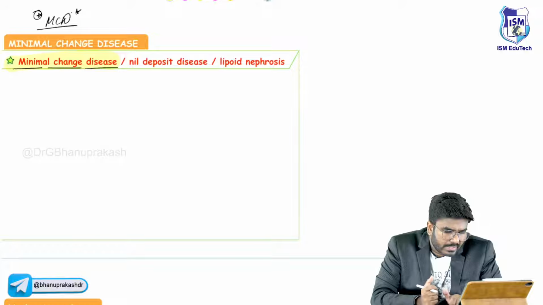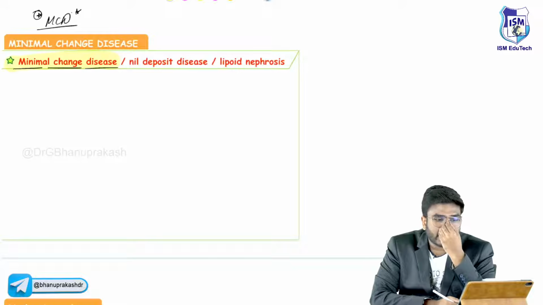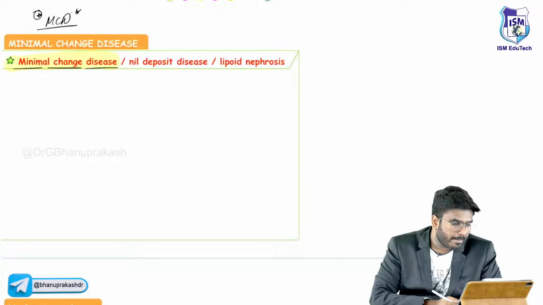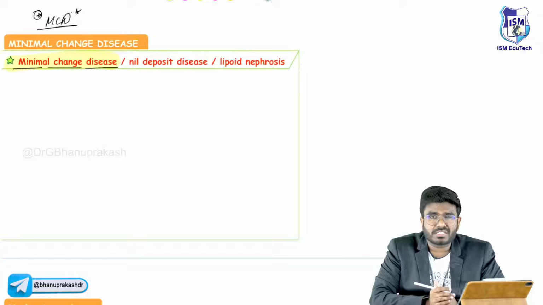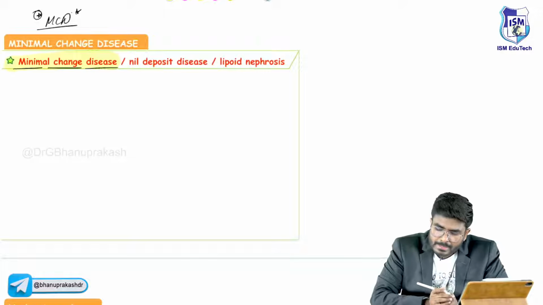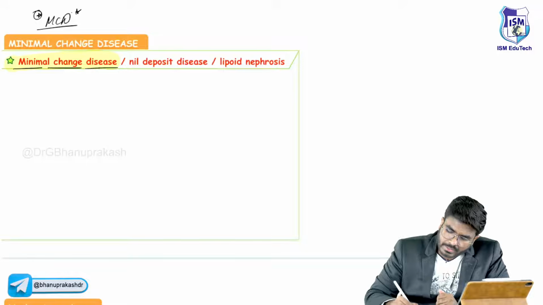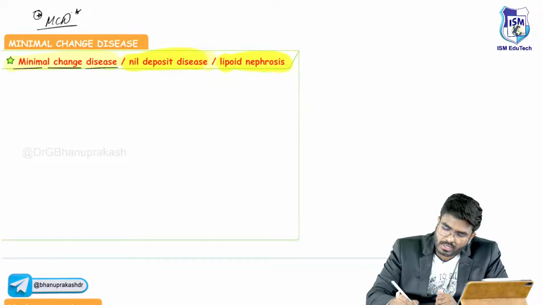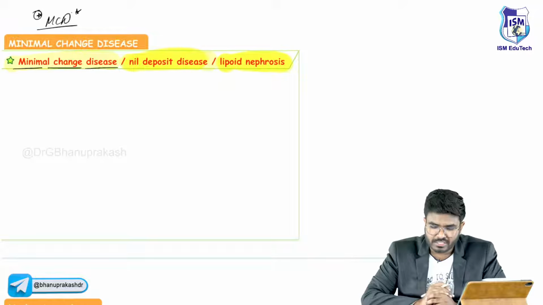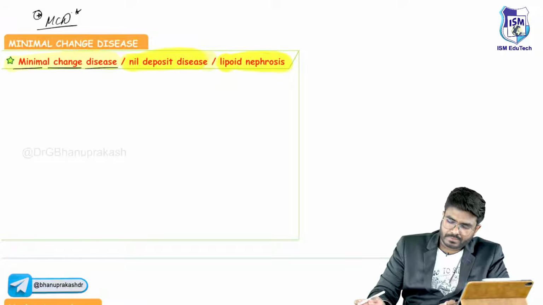Come on, guys. Can you tell me what exactly is the problem in this minimal change disease? Can you tell me what is the problem in this minimal change disease? Now think and tell me. Minimal change disease is also called nil deposit disease or lipoid nephrosis, all are the same names for minimal change disease only. Any idea?